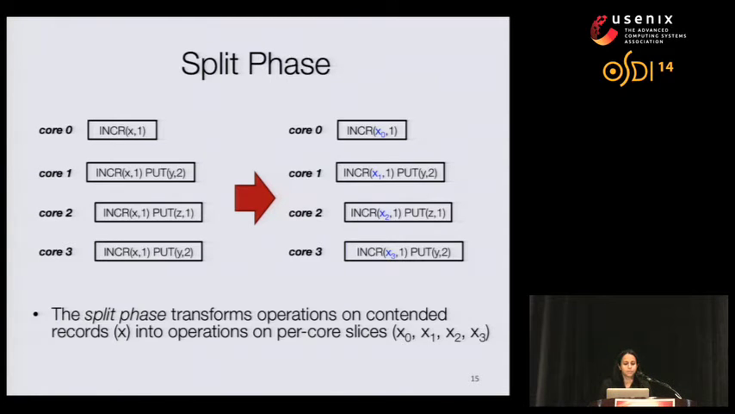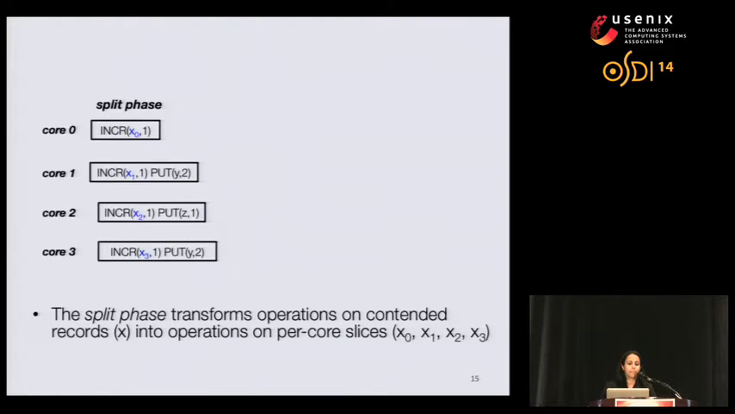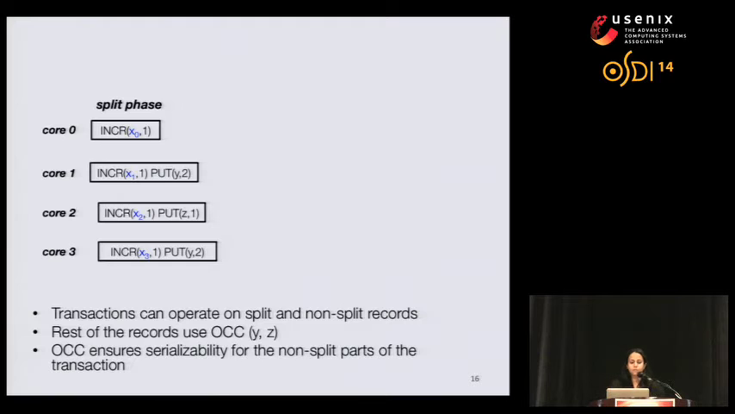Okay, so let's start with the split phase. The split phase transforms operations on contended records, in this case X, into operations on per-core slices. So here we have 4 cores, they're executing 4 different transactions, and some of the transactions are writing to different keys. So transactions can operate on both split and non-split records. X is split, but Y and Z are not.